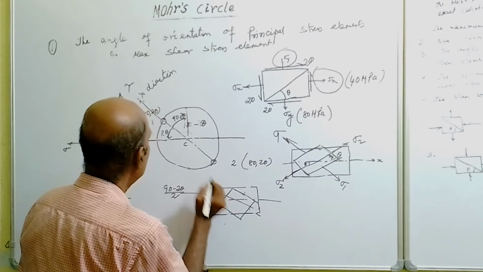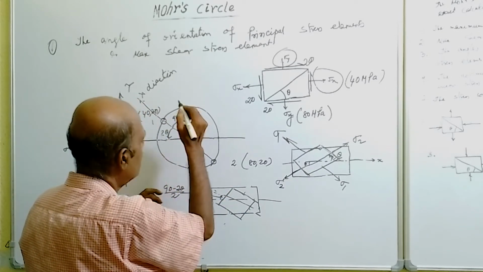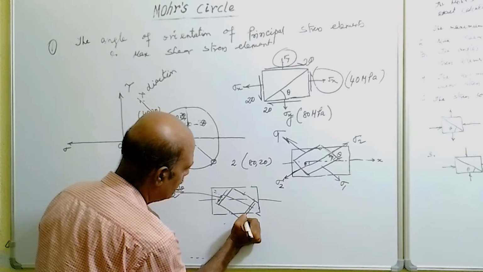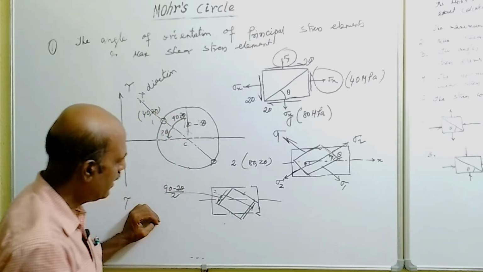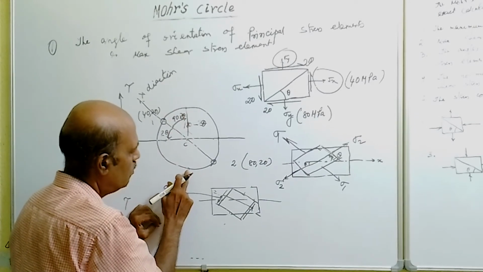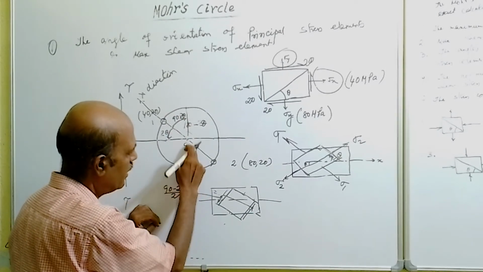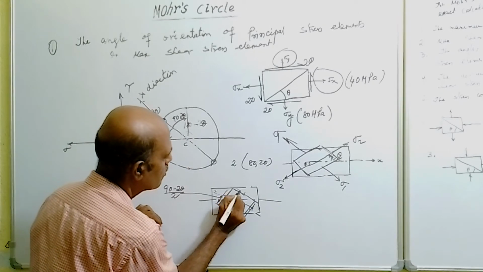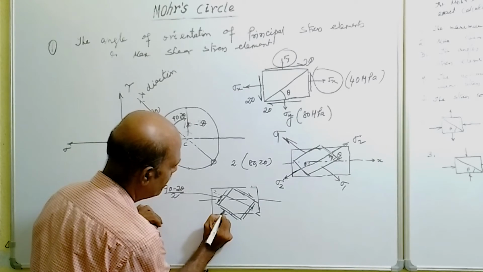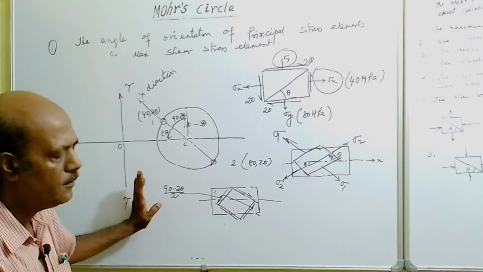So this one, you can see this stress is positive, means it is in anti-clockwise sense. So you can mark here anti-clockwise sense, and this stress will be negative, that is in clockwise sense. So we can mark here like this. Okay.